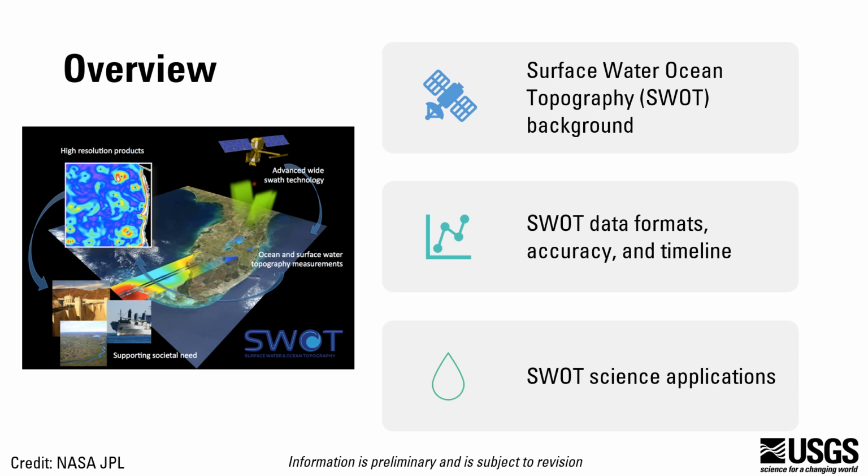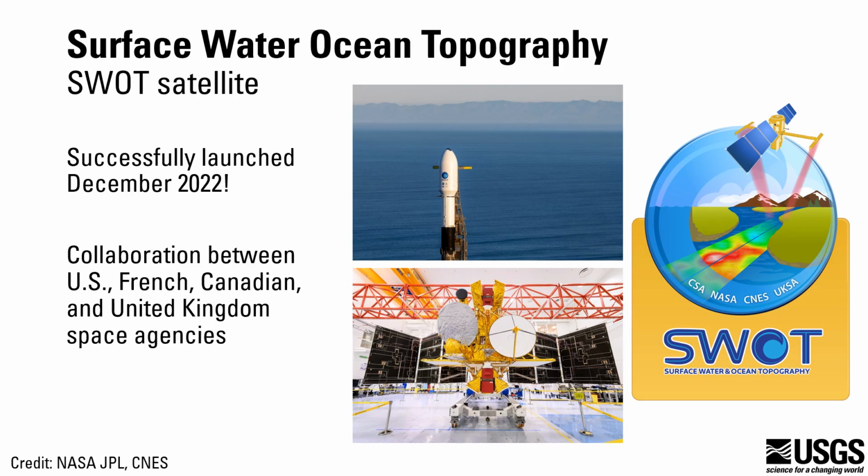The SWOT satellite uses advanced wide swath technology to measure ocean and surface water topography. These high-resolution products can then be used to support societal need. The SWOT satellite successfully launched in December of 2022 after many decades of planning and progress. The satellite represents a collaboration between the United States, French, Canadian, and United Kingdom space agencies.